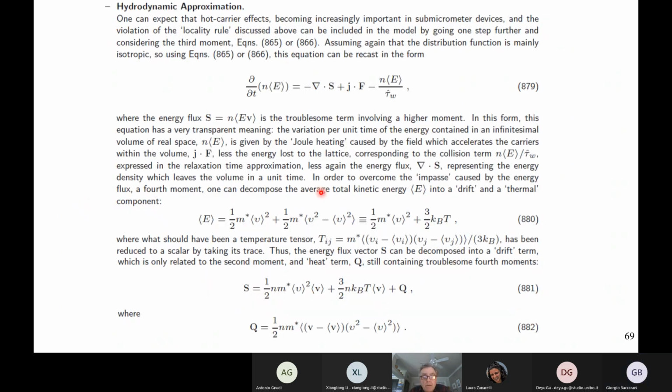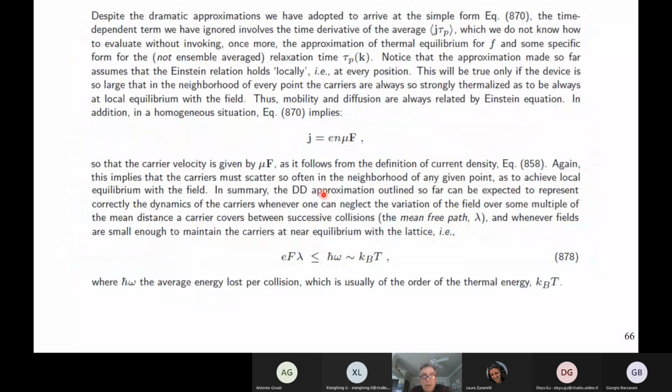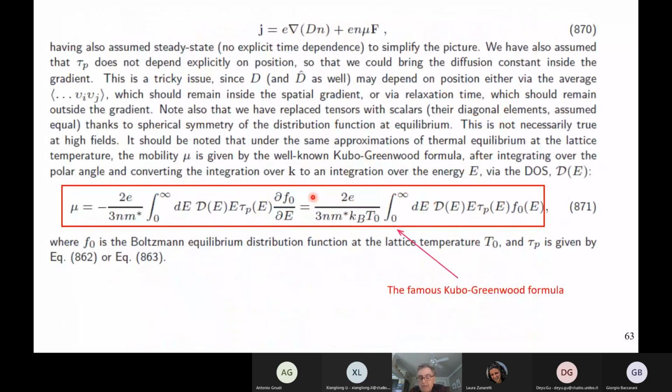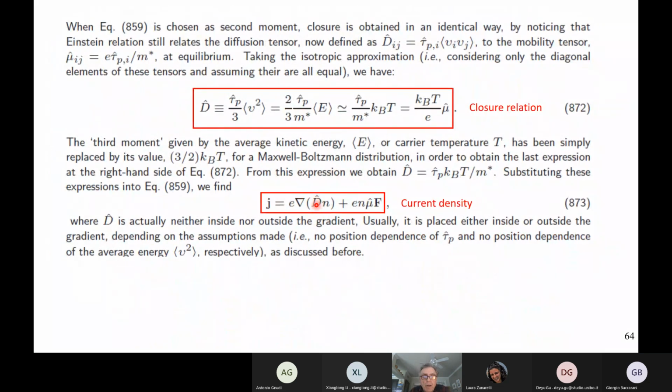And even for the drift and diffusion, so for the lowest moment, in some situations it's not clear what to do here. Do you keep it in? Do you keep it out? You have defined D, but D has two components, one which may depend on position and one which doesn't. So what do you do? It's an issue.